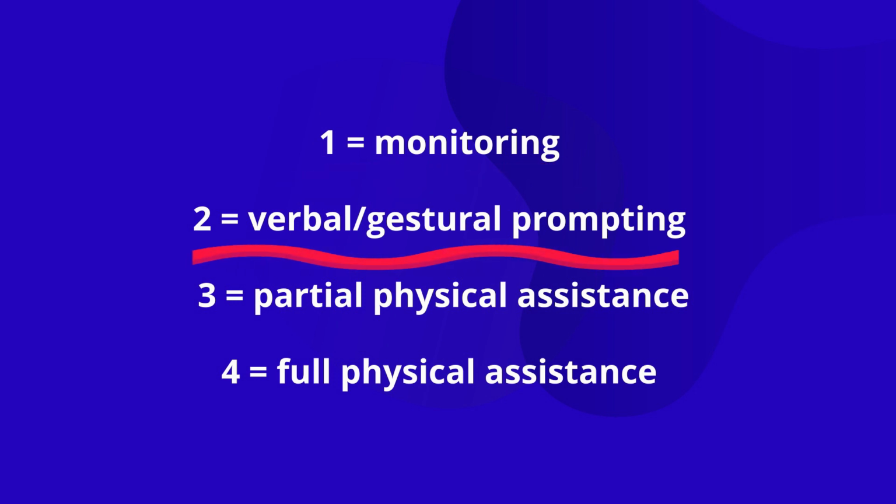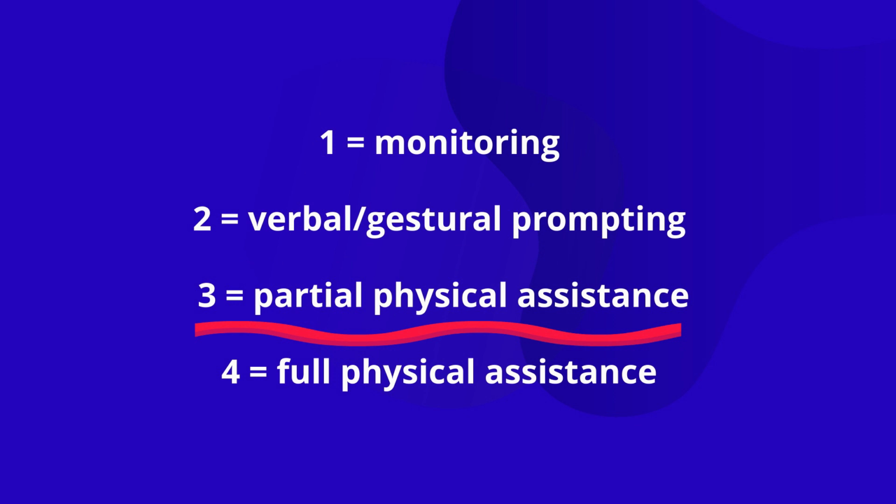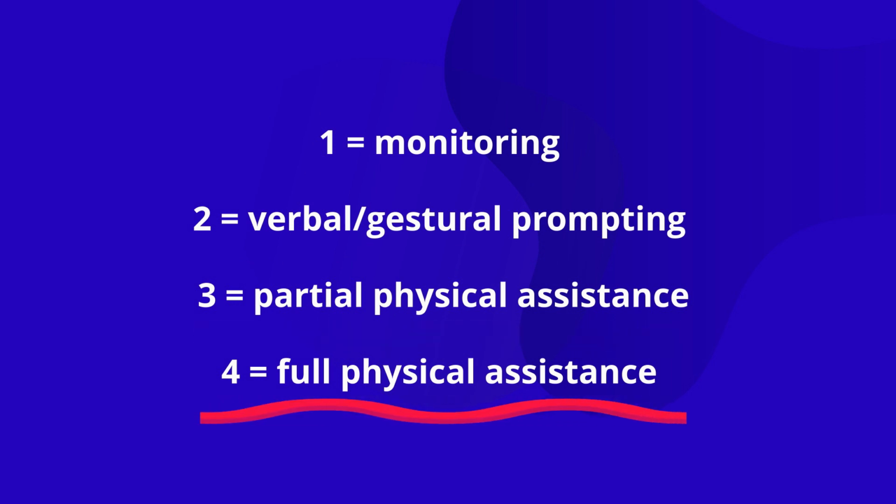2, verbal and gestural prompting. For a student to fully participate, someone must provide support verbally or gesturally. This could include extra verbal instructions or prompts to remain engaged in the activity and get back on track. 3, partial physical assistance. For this rating, there needs to be some actual physical assistance provided by another person. 4, full physical assistance. For this rating, there is regular physical assistance provided to a student.